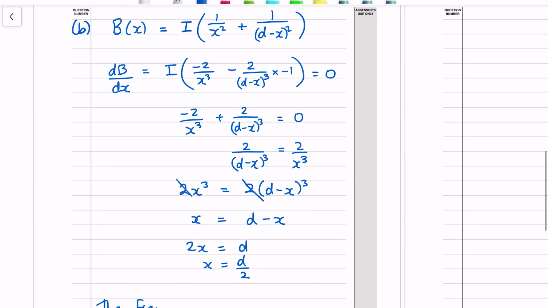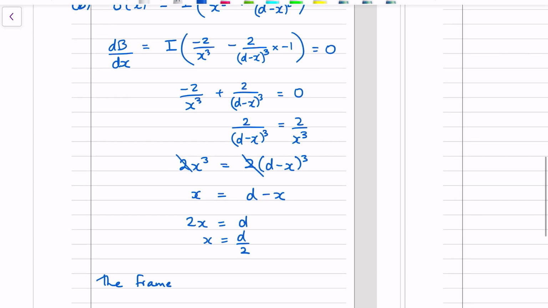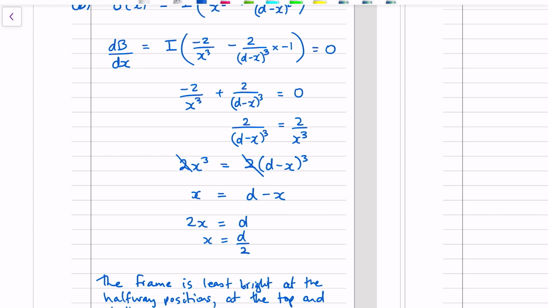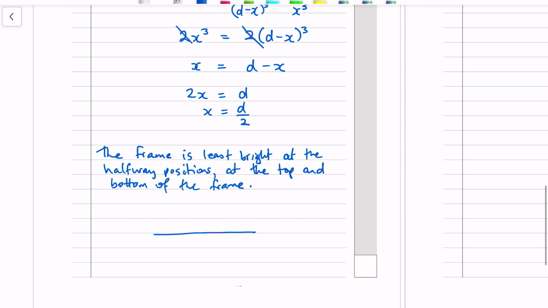Frame, did I say bulb is least brightest? No, the bulbs are just pumping out light, but the frame is being illuminated, is least bright at the halfway positions at the top and bottom of the frame. And if you're struggling to sort of describe that, just draw a quick picture and just go here and here.